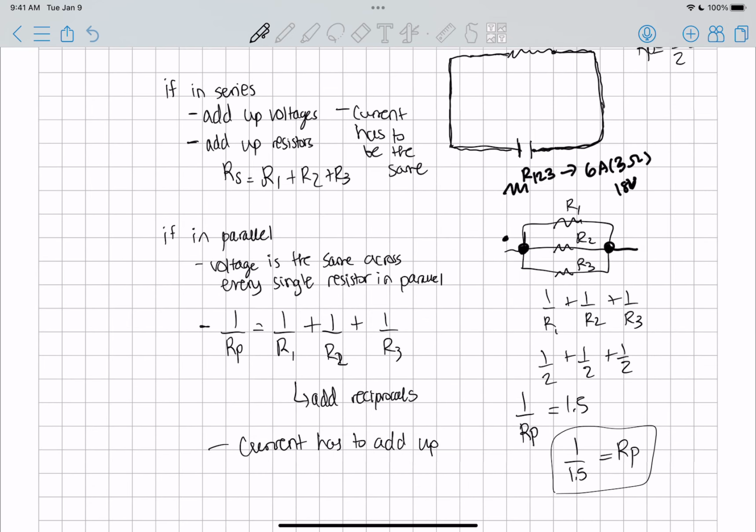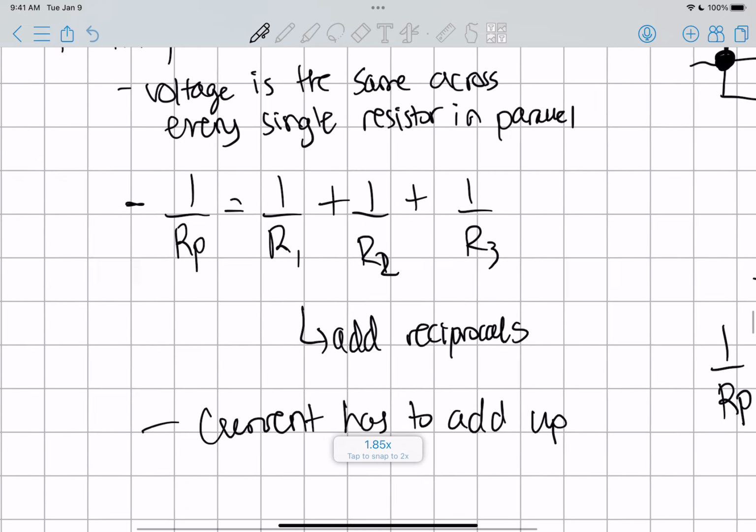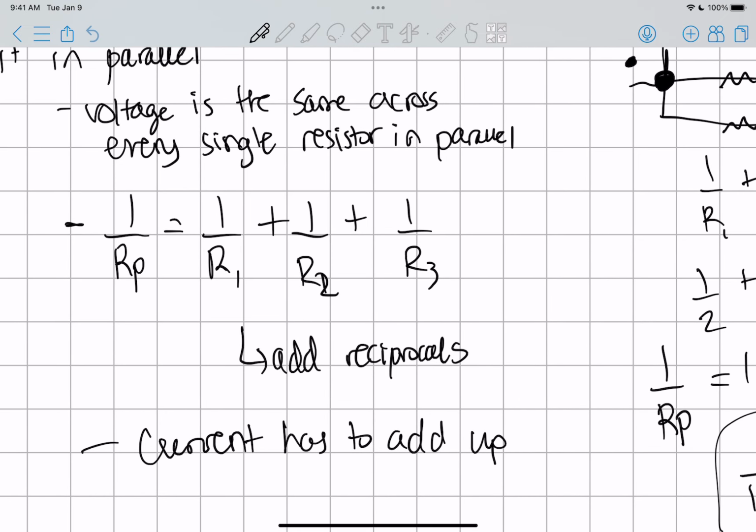Once again, to find the equivalent resistance of resistors in parallel, you add up the reciprocals, and that's equal to the reciprocal of the equivalent resistance. Just doing 1 over R1 plus 1 over R2 plus 1 over R3 doesn't get you the combined resistance yet, because whatever that is, say 1 over 5, that's only equal to 1 over RP. So the actual equivalent resistance would be 5, the reciprocal of that final answer.